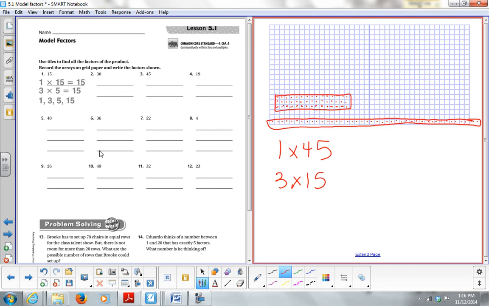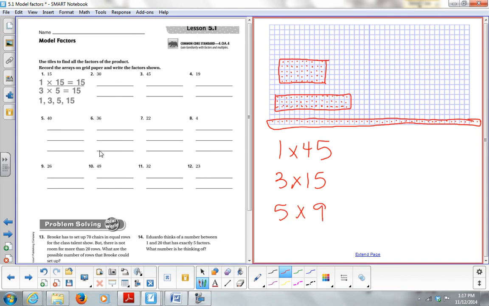4 does not go in. I don't think anything times 4 goes to 45. 5 does though. 1, 2, 3, counting up to 45. And that should be 5 times 9.